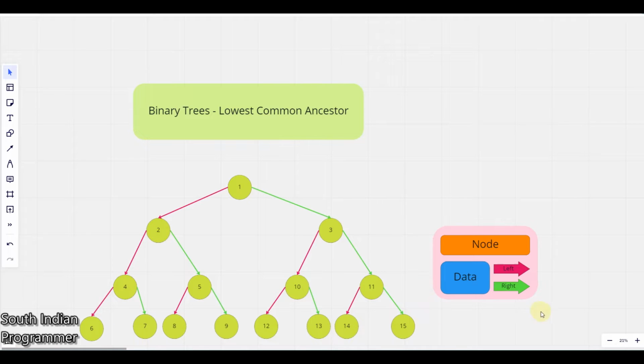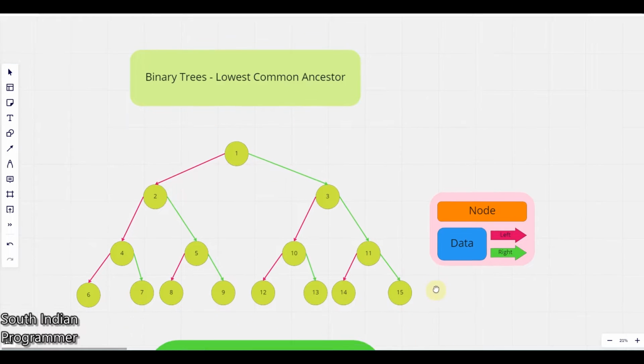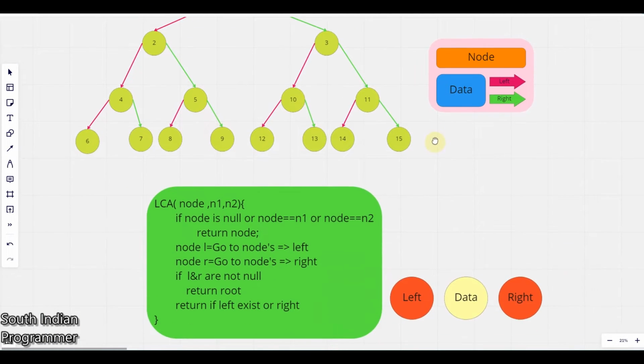So here is our node definition, with data and right and left pointers. We are given two more integers, n1 and n2, and we have to find the lowest common ancestor. This is the most frequently asked question during programming interviews, so we'll see how to solve this problem.